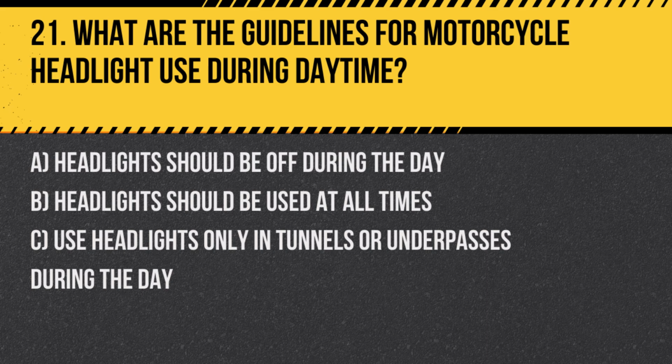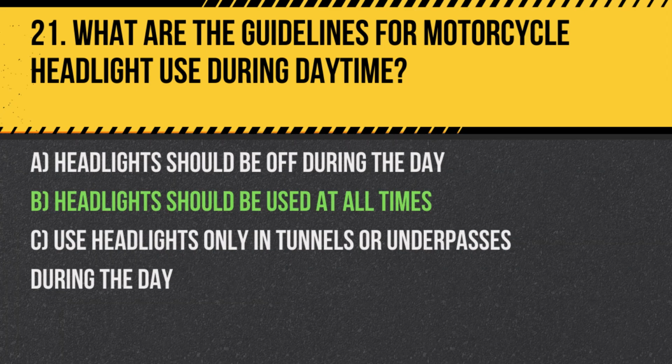Question 21. What are the guidelines for motorcycle headlight use during daytime? A. Headlights should be off during the day. B. Headlights should be used at all times. C. Use headlights only in tunnels or underpasses during the day. Answer: B. Headlights should be used at all times. California law requires motorcycles to use headlights during the day to enhance visibility.